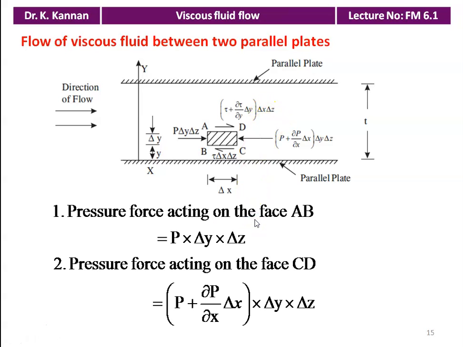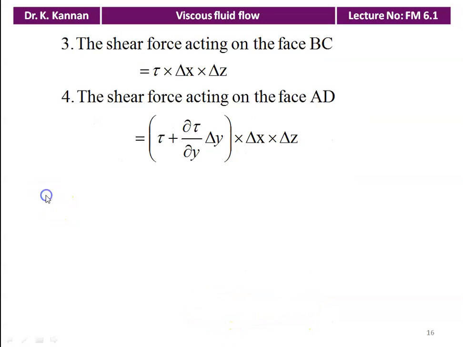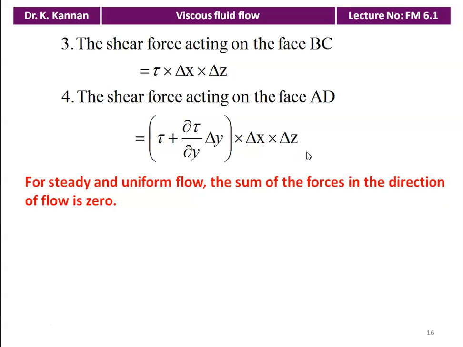The pressure force acting on the surface AB equals P into delta y delta z. The pressure force acting on the face CD equals P plus dou P by dou x into delta y delta z. The shear force acting on the face BC equals shear stress tau into delta x delta z, and the shear force acting on the face AD equals tau plus dou tau by dou y into delta x delta z. Now we know that for steady and uniform flow, the sum of the forces in the direction of the flow equals 0.